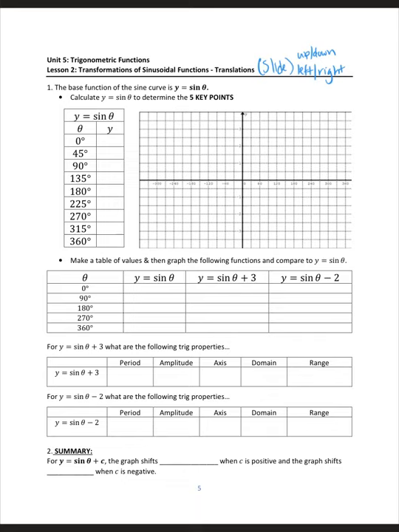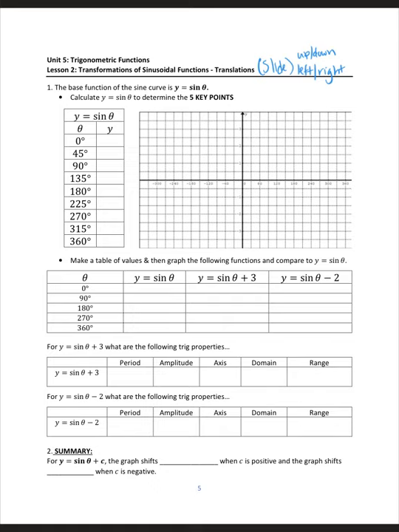the other. So the first thing we're going to do is we're going to look at the base function of sine. So I would like us to fill out this table of values. So we're going to calculate y equals the sine of theta to determine the 5 key points. We're just going to fill out this table of values for now, and then we'll talk about what our key points are. So if I was to plug this into my calculator, and maybe you remember some of them, but for now we just need it to the decimal.